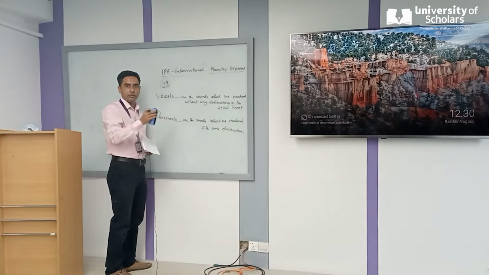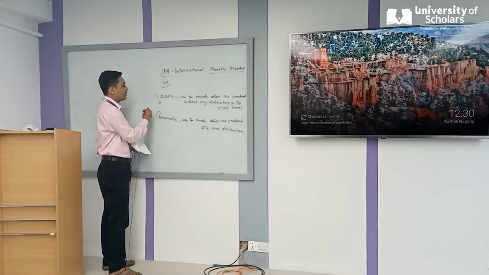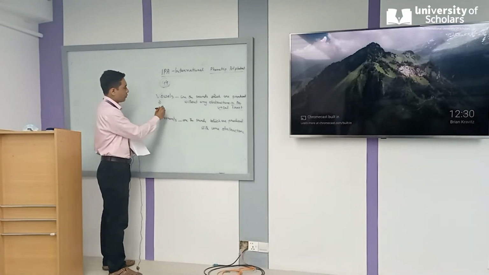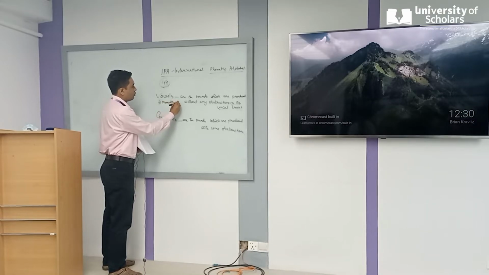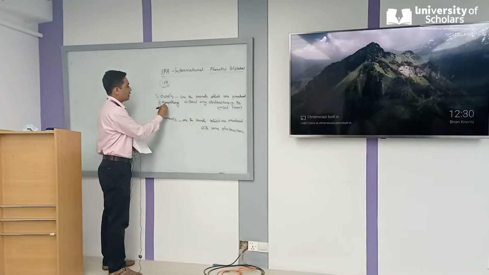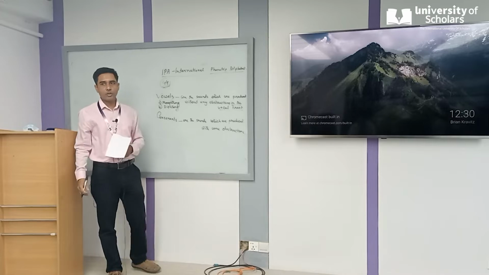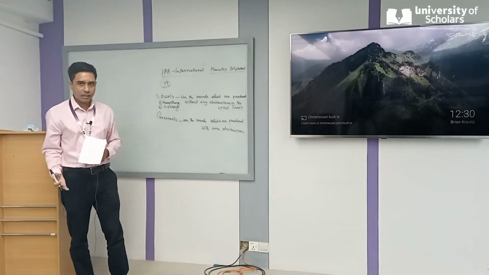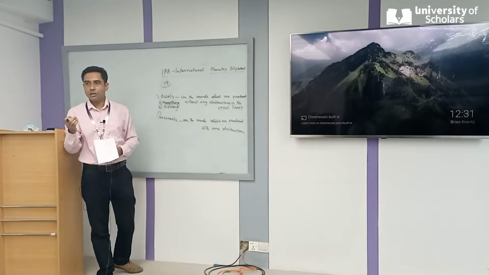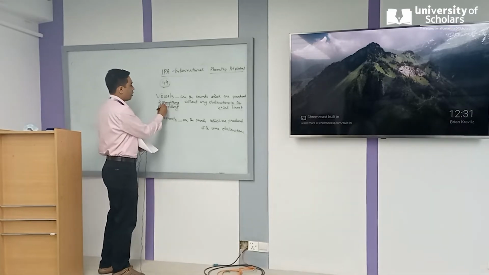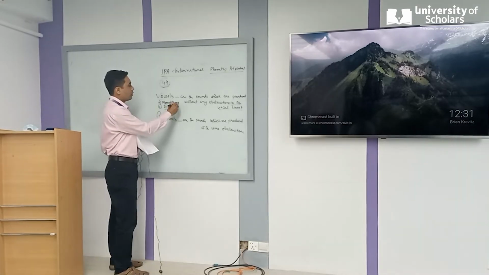Okay, let me write here. Vowels are of two types. One type of vowel is called monophthong. The other type is called diphthong. Monophthong means single vowel. Mono means one, single. Diphthong means two vowels together.